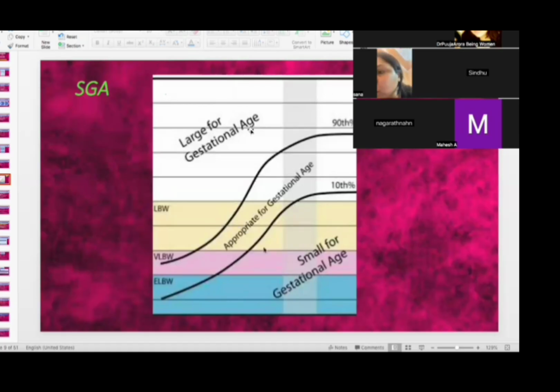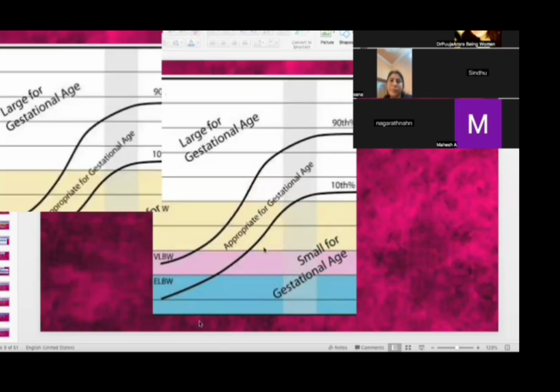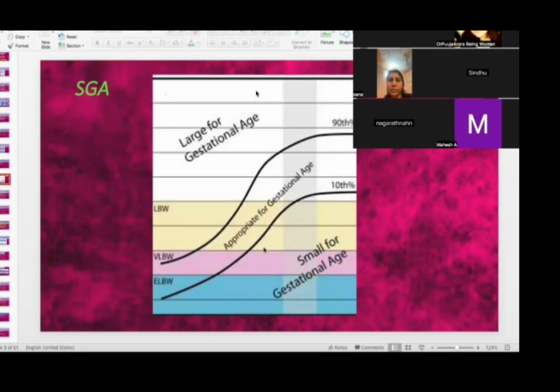The appropriate growth is between 10 to 90 centile. Anything which is less than 10 centile, that is small for gestational age. Similarly, anything which is more than 90 centile, that is large for gestational age. So this is how you can easily understand what is a small for gestational age baby. I hope I am clear.